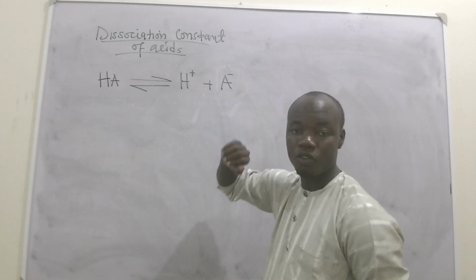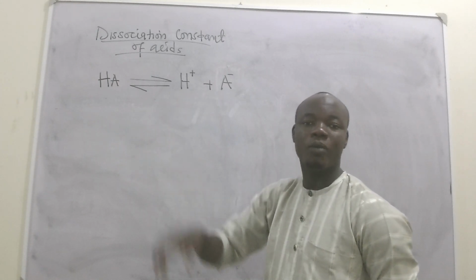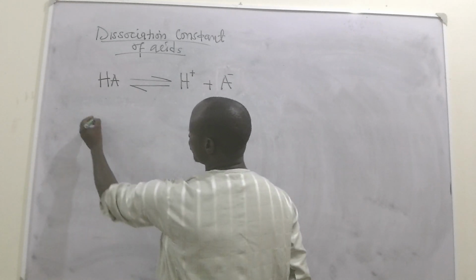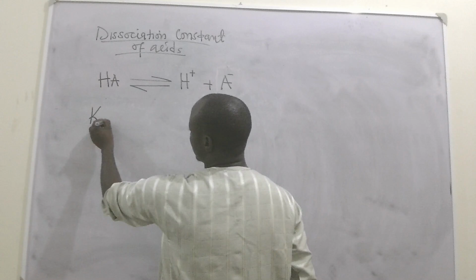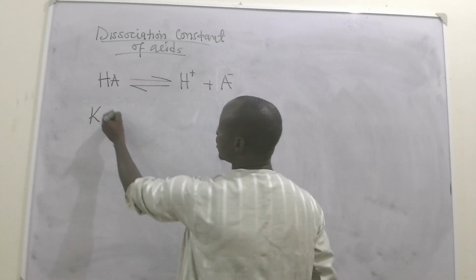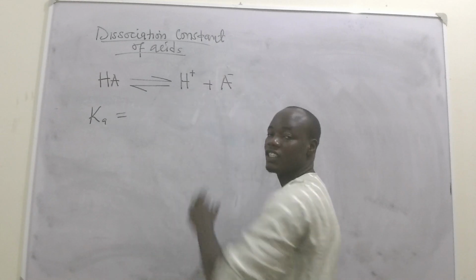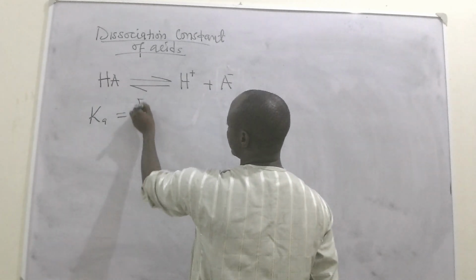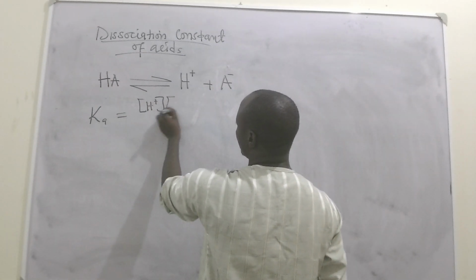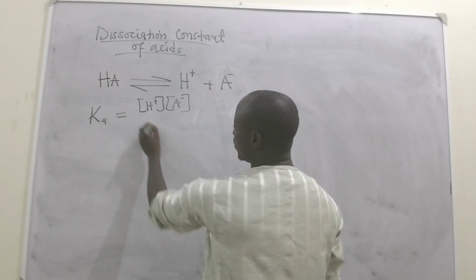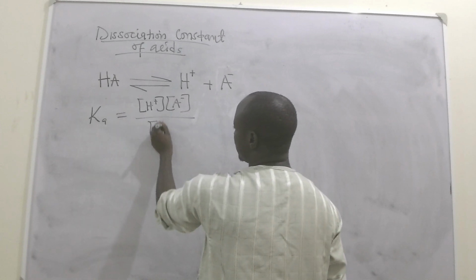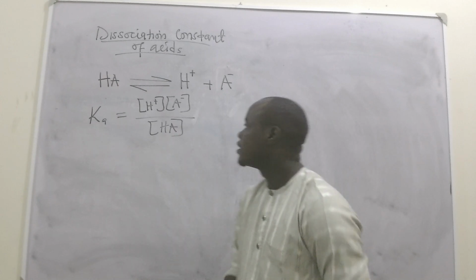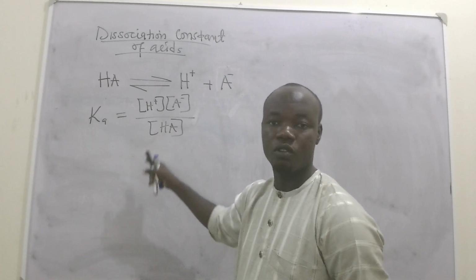So how are we going to get the dissociation constant? We apply the law of mass action, and this law says Ka, the dissociation constant of an acid, is equal to the concentration of the products divided by the concentration of the acid. We have the concentration of hydrogen ion and the concentration of A minus, divided by the concentration of the reactant HA. This is the expression of the dissociation constant.